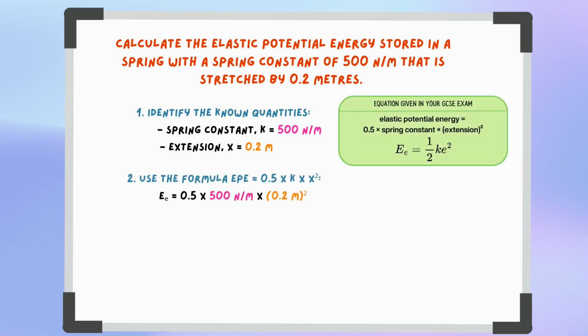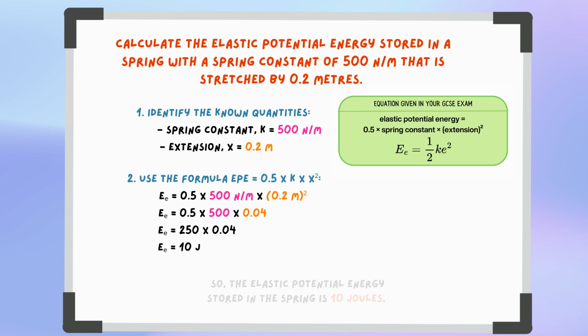Elastic potential energy equals 0.5 times 500 newtons per meter times 0.2 meters squared. 0.2 squared is 0.04, and 0.5 times 500 is 250, which gives us 250 times 0.04. Doing this calculation leaves us with a final value of 10 joules. So, the elastic potential energy stored in the spring is 10 joules.